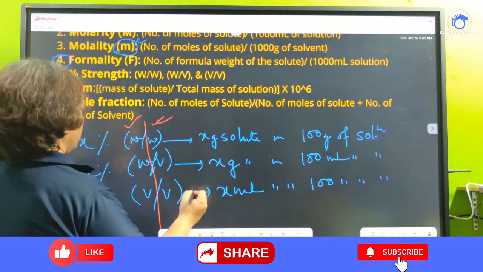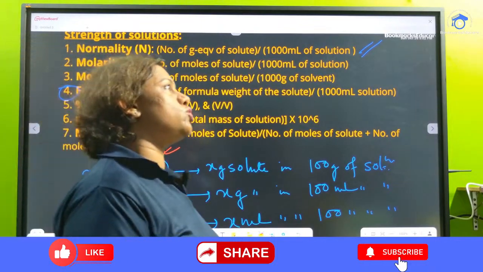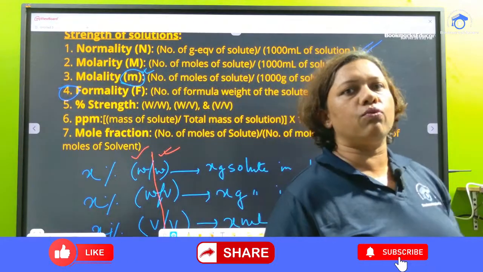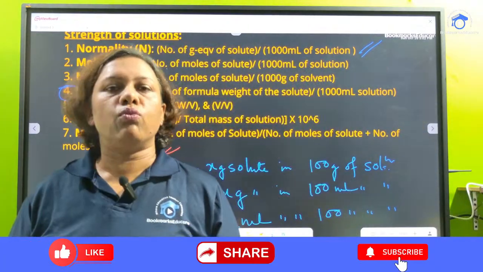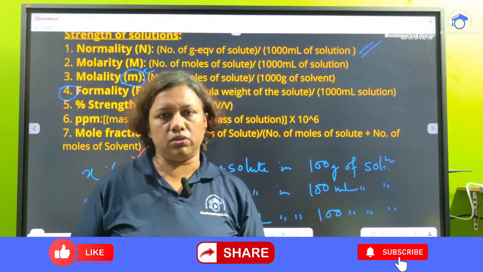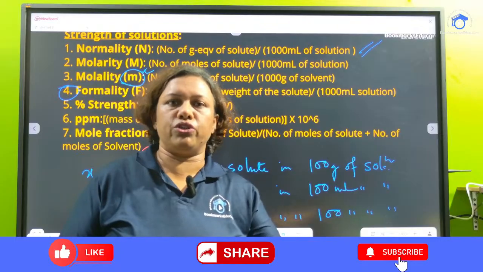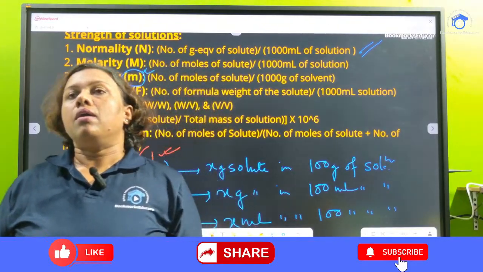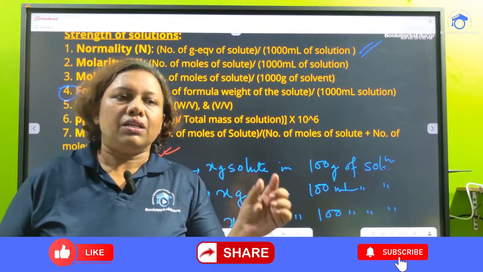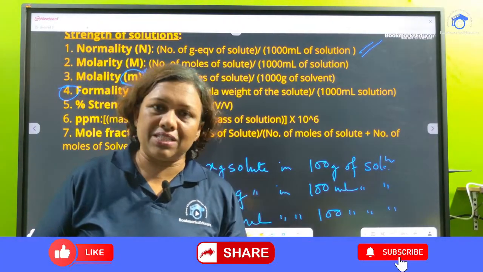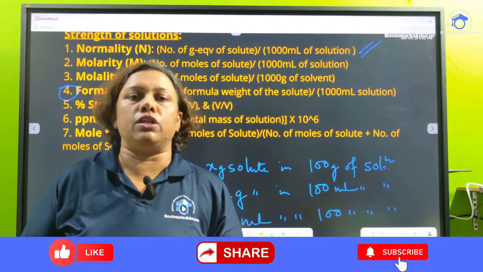Next, ppm, parts per million. It is also required in hardness of water calculation, which was earlier in class 11 in the hydrogen chapter. No, it's not in your syllabus, but I'm telling you because it can be used for your entrance purpose. Parts per million, the name defines it: the amount of solute present in 10 to the power 6 parts of solution.